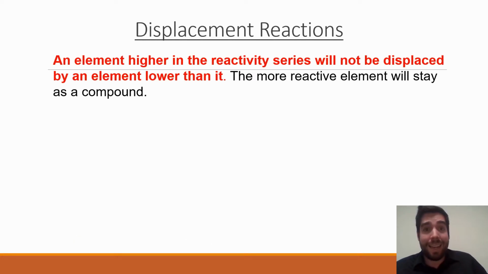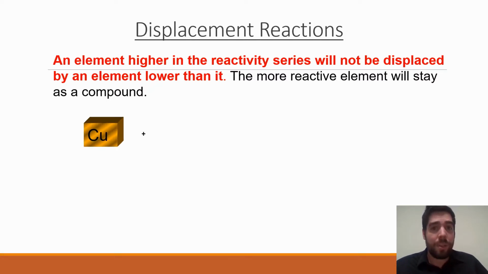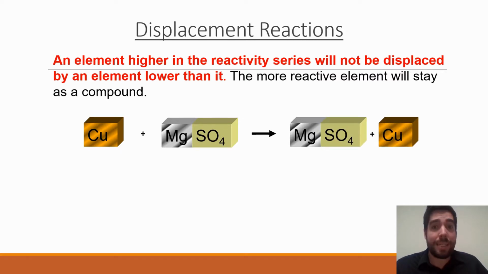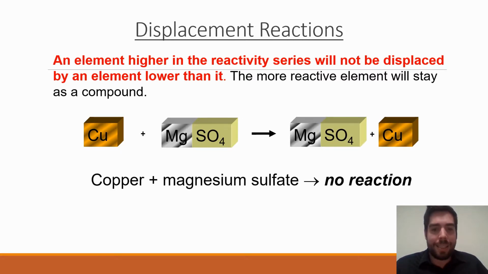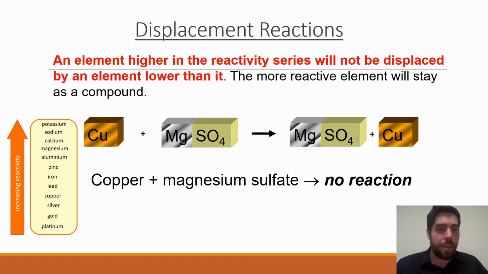So moving on, an element higher in the reactivity series will not be displaced by an element lower than it. So the more reactive element will stay as a compound. So for example, if you add a solid metal copper to a magnesium sulfate solution, the copper will not displace the magnesium. You can see in the reactivity series here that copper is again towards the bottom here, and magnesium is towards the top. So the copper down here cannot displace the magnesium. There will be no reaction.